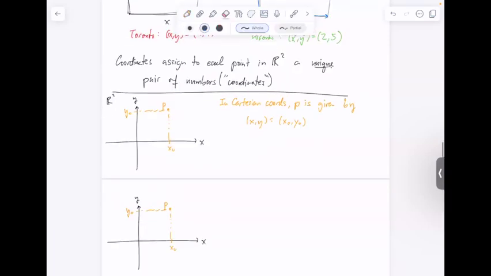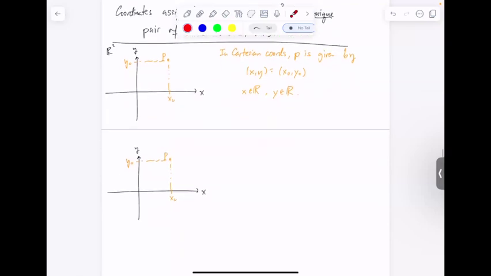Now, I should also specify that in Cartesian coordinates, X can take any values in R, Y can take any values in R, right? From minus infinity to positive infinity. Every single point, no matter how far away I am on the plane, I can give you a unique designation. That's what Cartesian coordinates are. So let's now look at a different coordinate system. Here's my old point P. It was described in Cartesian coordinates. But now I can also describe P a different way.